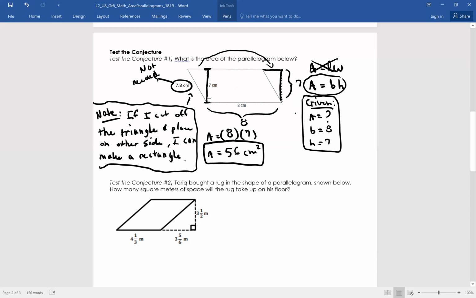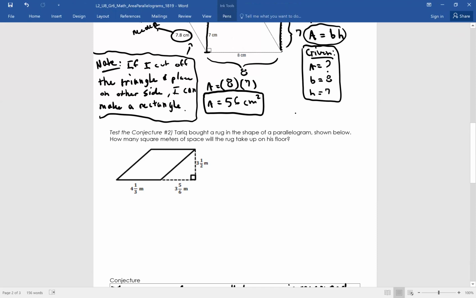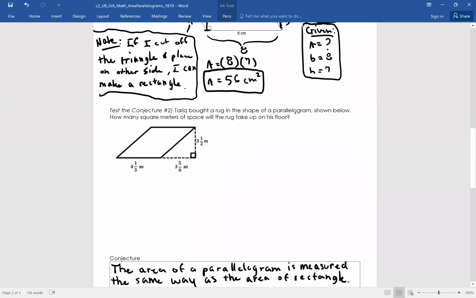Okay, let's go ahead and check number 2. To reboard a rug in the shape of a parallelogram. Cool, so we know what formula we're going to use. Shown below. How many square meters of space will the rug take up on his floor?